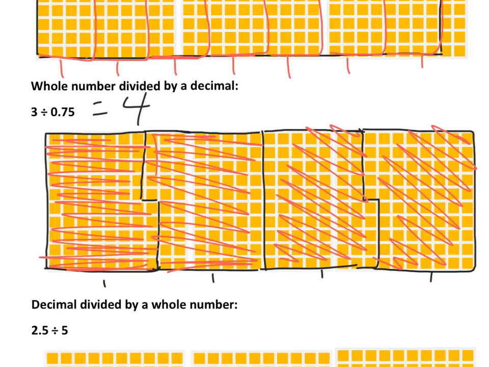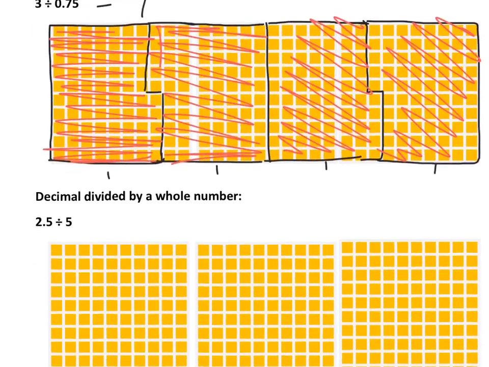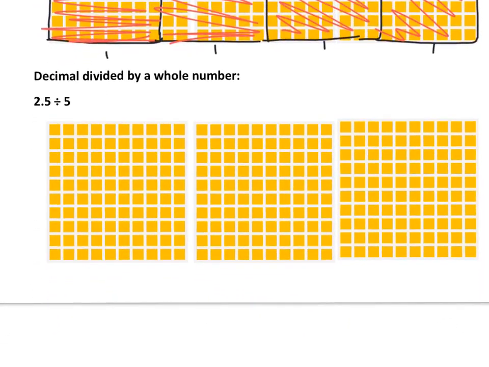The last type of problem with dividing decimals with grids is dividing a decimal by a whole number. So I have 2 5/10 divided by 5. That means I'm going to make 5 groups out of 2 5/10. So the first thing I'm going to do is section off 2 5/10. So that's 2 wholes and 5/10.